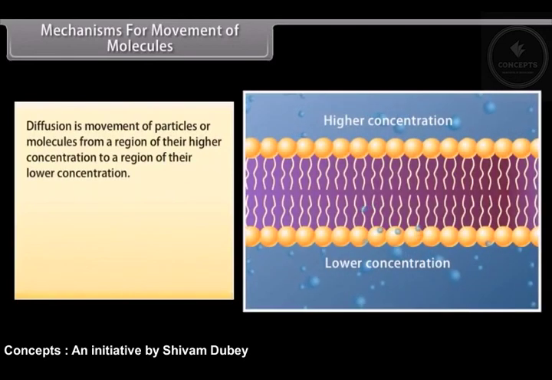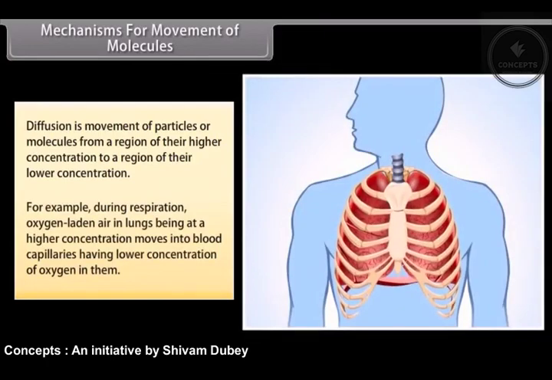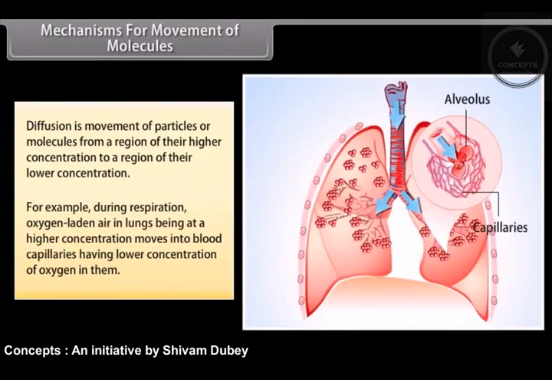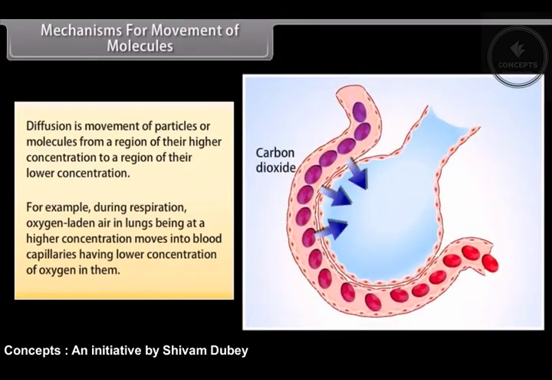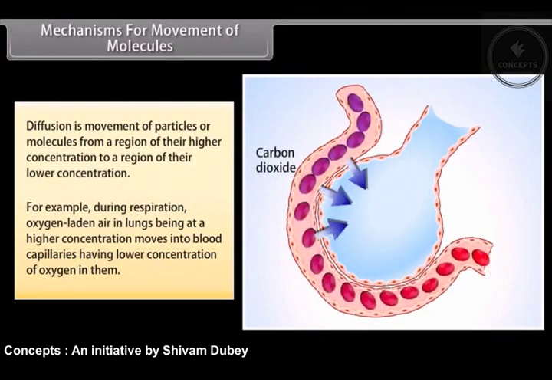Diffusion is movement of particles or molecules from a region of their higher concentration to a region of their lower concentration. For example, during respiration, oxygen-laden air in lungs, being at a higher concentration, moves into blood capillaries having lower concentration of oxygen in them.